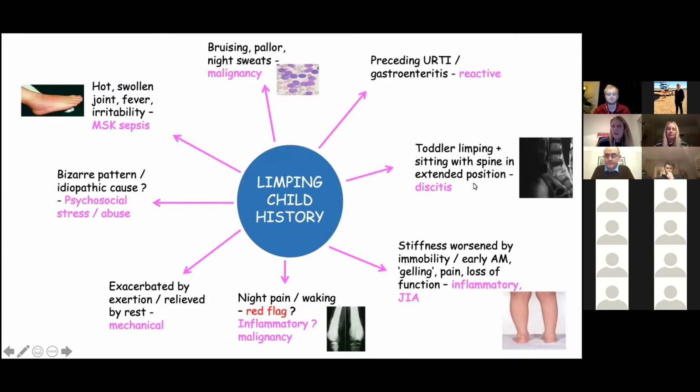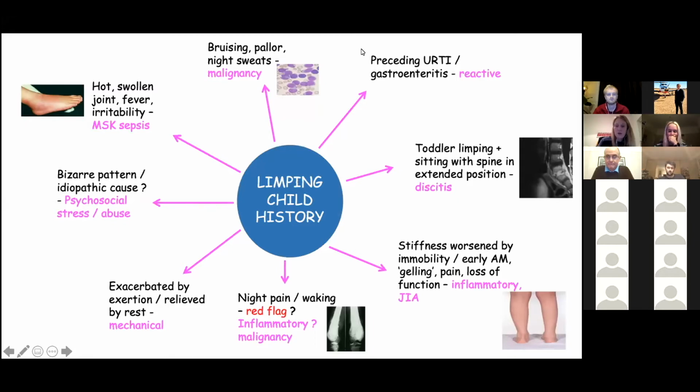The other thing to think about, particularly in a toddler who might be limping, who might be sitting with their spine really extended, is something called discitis, where you get inflammation in the intervertebral discs. If they've got night pain, if they're waking, that's really a red flag, both for inflammatory disease, but also for malignancy. So that needs to be taken seriously. If somebody's complaining of pain which is worse on exertion but relieved by rest, then that's a very mechanical sounding pain. I've left juvenile idiopathic arthritis to last because it's really quite a diagnosis of exclusion.